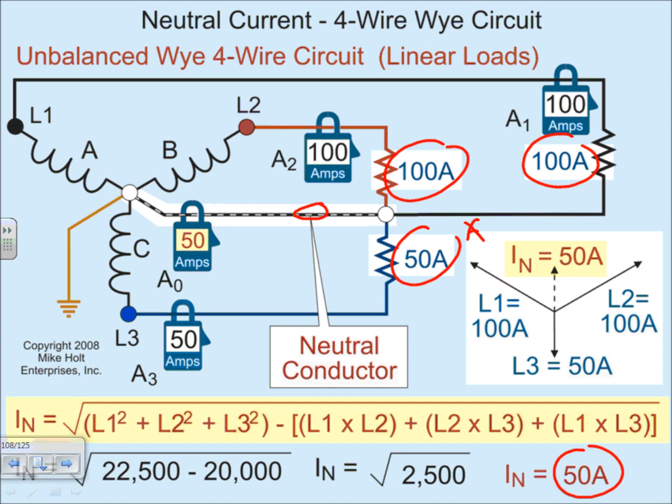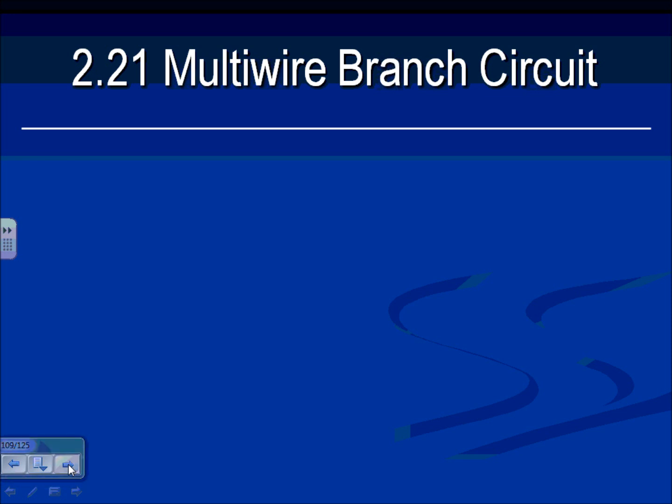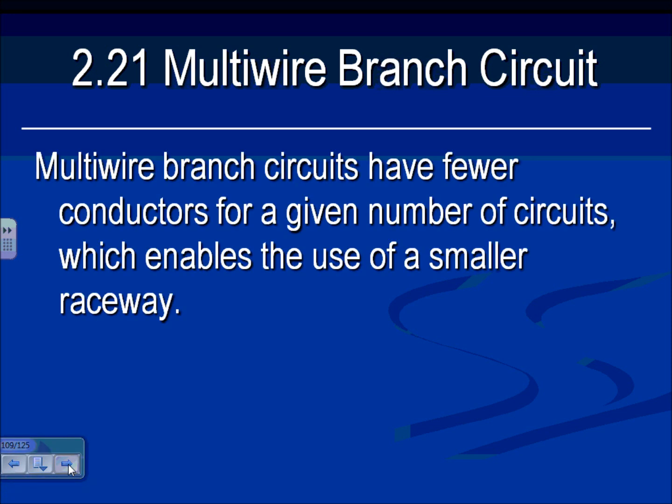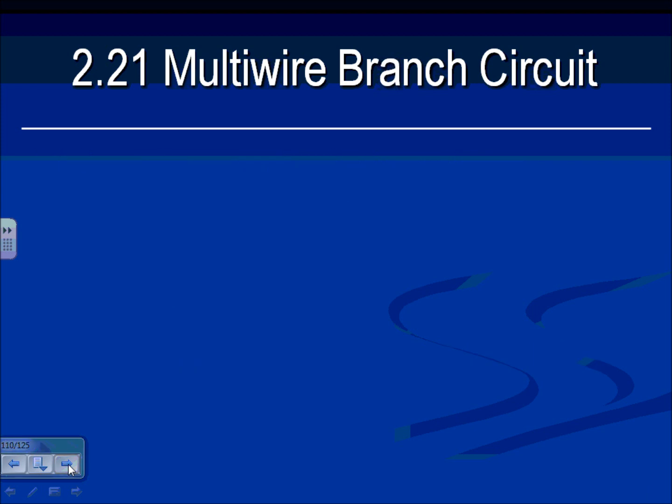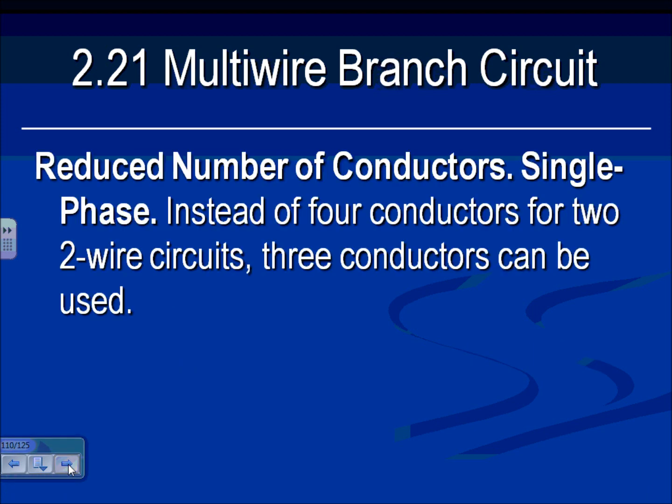Now, if I make this 100, what do you guys expect this one to be? Big fat 0. Any question about the neutral? And you guys have all these graphics. Multi-wire branch circuits. Okay. Reduced conductor.